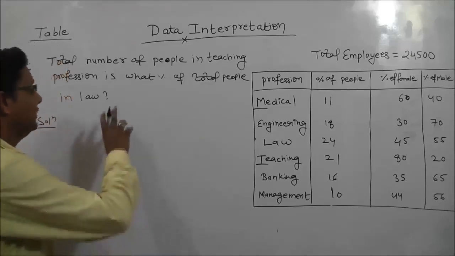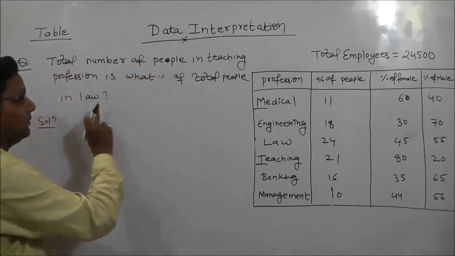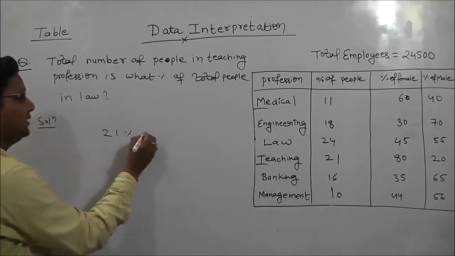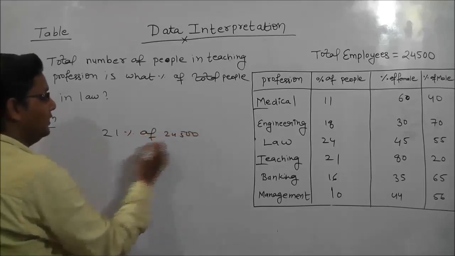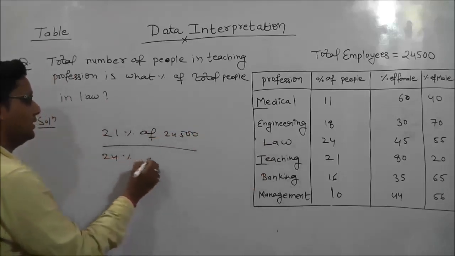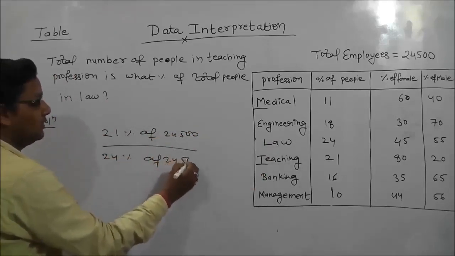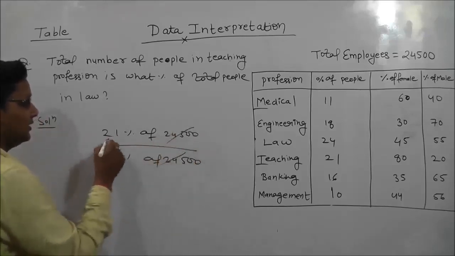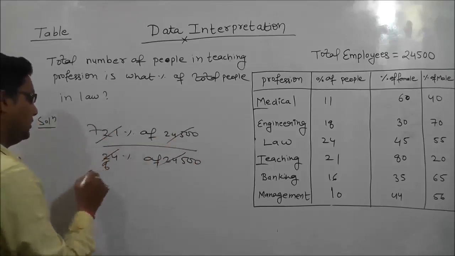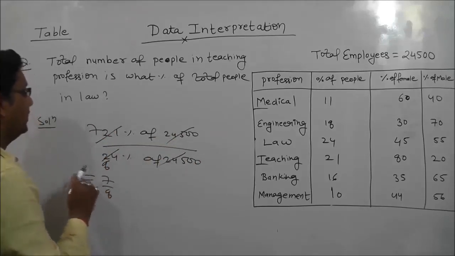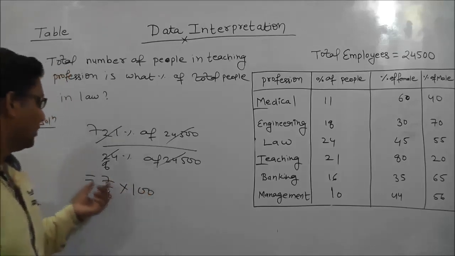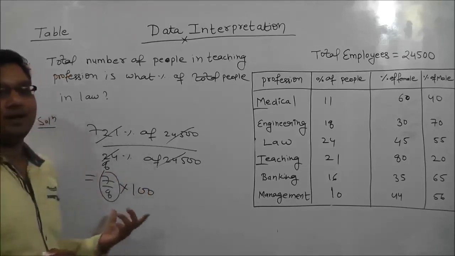Now see what is the number of people in teaching profession. Teaching profession is here 21%. So 21% of 24,500 upon what is the number of people in law? 24%. So 24% of 24,500. So this gets cancelled, and we will get here 3 into 7, 3 into 8. So 7 upon 8. Okay, what percent into 100. No need of writing 100 also. I have told you, by seeing this fraction only you can find the percentage.